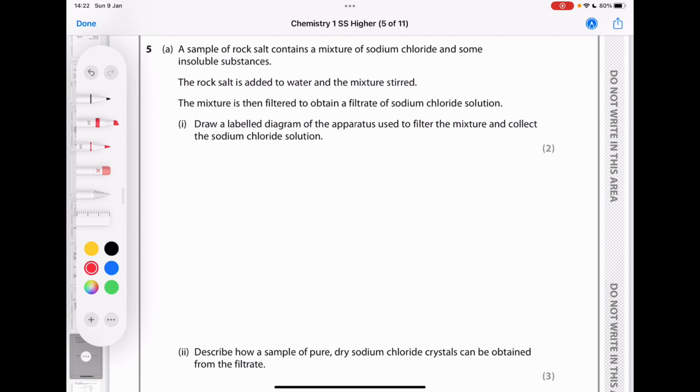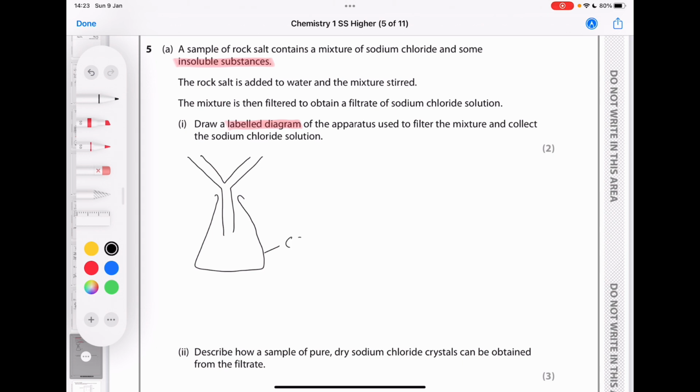Question 5 is about the topic 3 content on separating mixtures. The first question has asked you to draw a labelled diagram of the apparatus used to filter the mixture of sodium chloride and some insoluble substances. If we are separating a mixture of a liquid and a solid, we're going to filter this. So we should have a diagram looking something like this, with a funnel and a filter paper and a conical flask. You got one mark for this diagram, and then the second mark was for adding the labels.